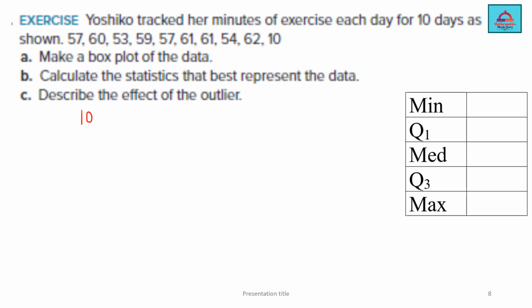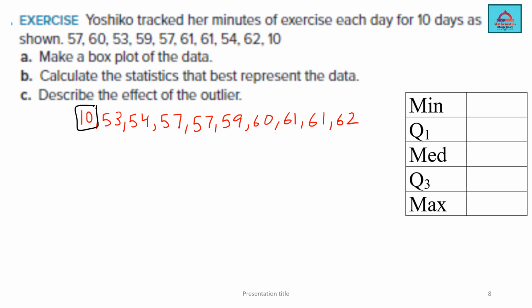So the minimum is 10, then 53, then 54, then 57, coming 2 times, then 59, then 60, then 61, coming 2 times, and 62. So all of these numbers, first we can find the minimum, which is 10, then the maximum, which is 62, then we can find the middle term or the median.